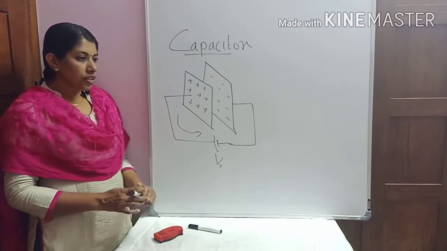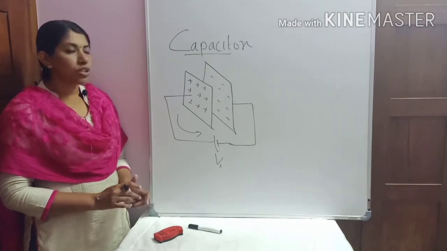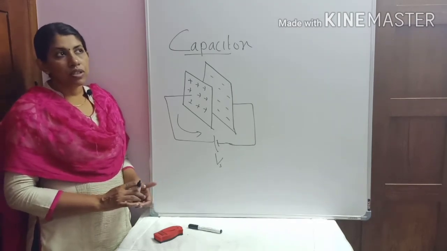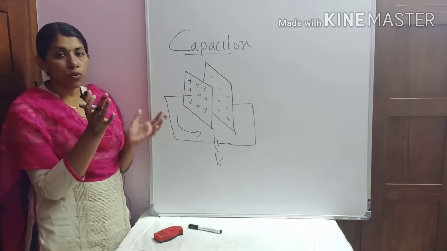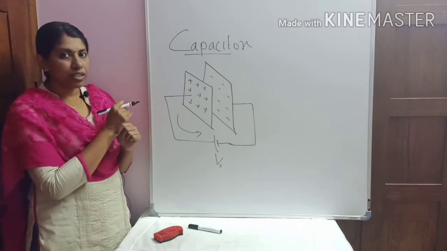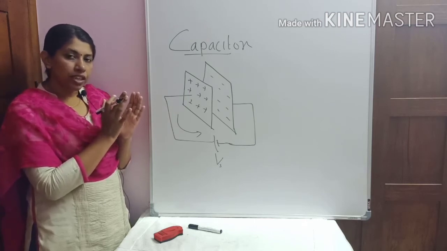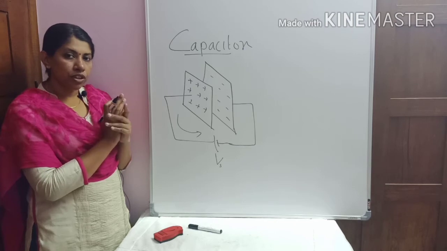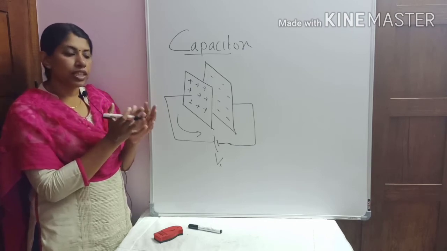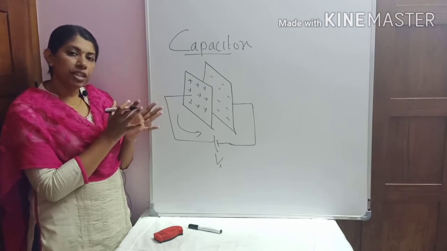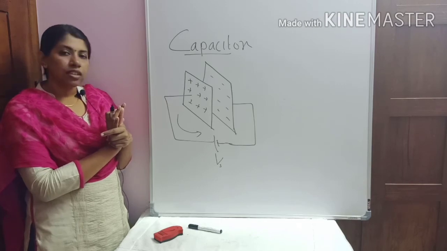Now for you to understand more clearly, consider a water tank in which water is pumped. If the water tank is very large, we can store more water inside it, isn't it? If the capacity of the tank is small, it means that it can store only a small amount of water. Similarly, if the capacitance is more, more charges can be stored in it, and if capacitance is less, it can store only a small amount of charge in it.